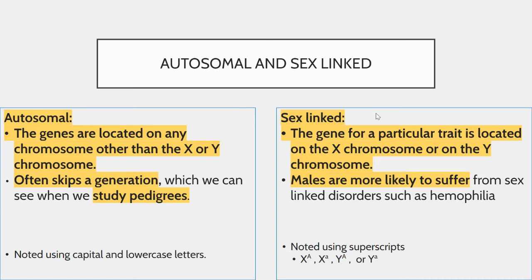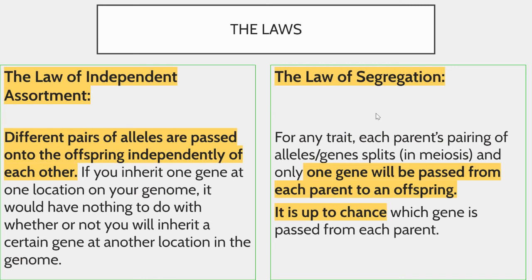A sex-linked trait or a sex-linked gene is actually going to be located on the X chromosome or the Y chromosome, and those are the chromosomes that determine your gender at birth. So if it is on the X chromosome or Y chromosome, it is a sex-linked gene. And unfortunately for males, they are more likely to suffer from sex-linked disorders, which we will talk about in the next couple videos.